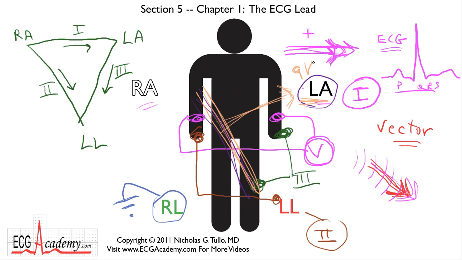It's known as AVL. Likewise, there's an AVR, and there's actually an AVF, which again are semi-unipolar leads, AVF looking at the left leg compared with the sum of the 2 arms. This will make a lot more sense when I talk about the circle around the patient that relates all the frontal leads to each other. And so go ahead and watch Chapter 2 of this section, and I think it'll make a lot more sense.